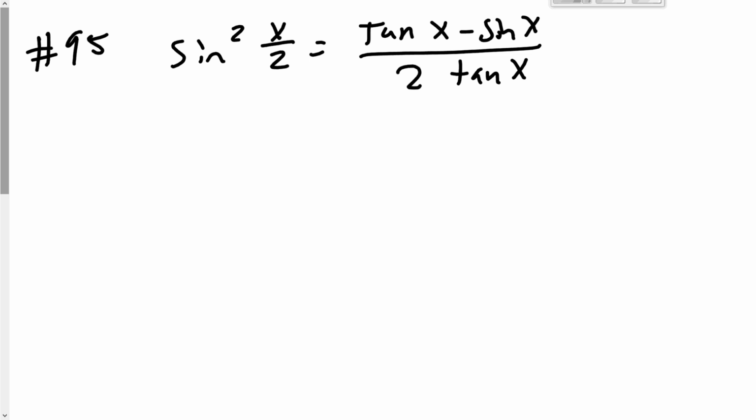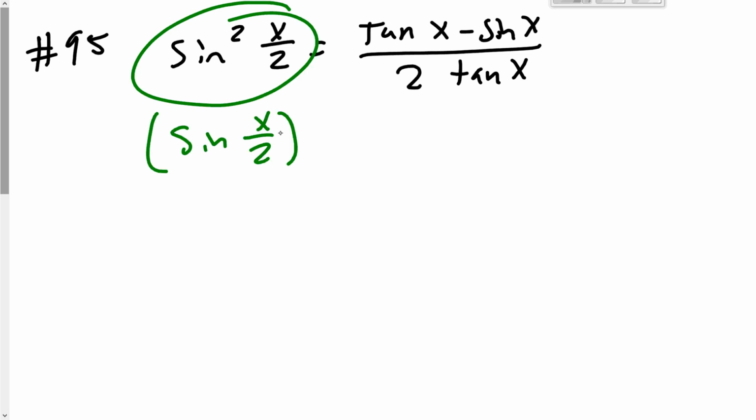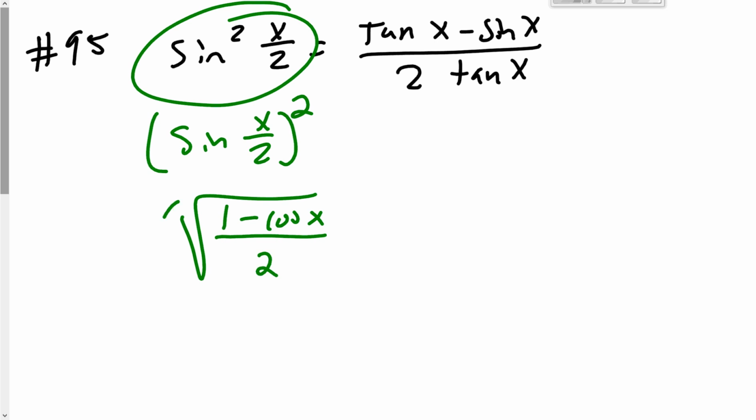Okay, so we want to verify here that sine squared of x over 2, a half angle of x, is equal to tan x minus sine x all over 2 times tan x. So we can rewrite the left side as sine of x over 2, squared. That's what it means. Then we can rewrite our half angle of sine, which is plus or minus, it doesn't really matter here, the square root of 1 minus cosine x over 2, and that is being squared. So the square and square root cancel out, and we get 1 minus cosine x over 2. That's as far as I can go on this side.